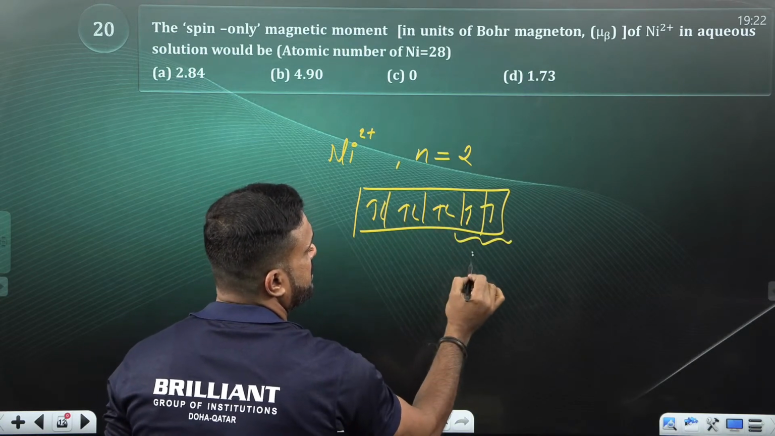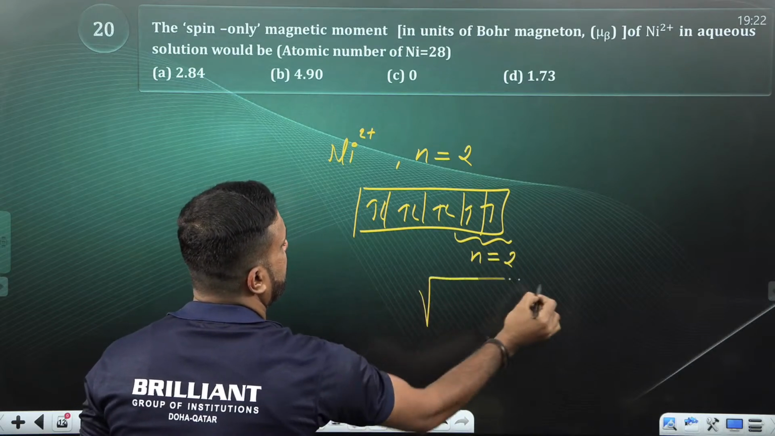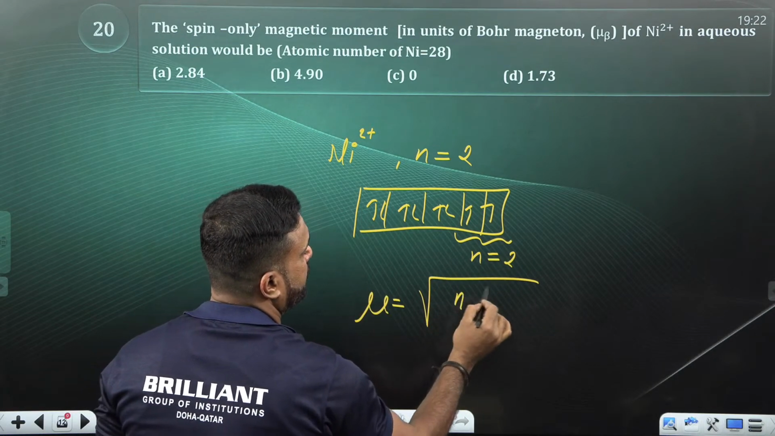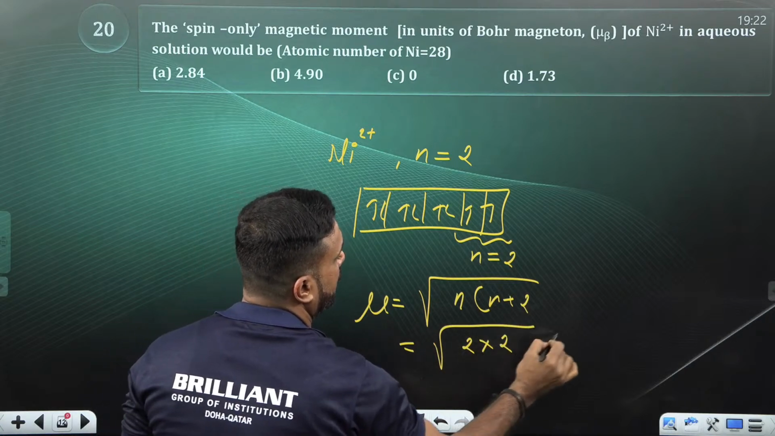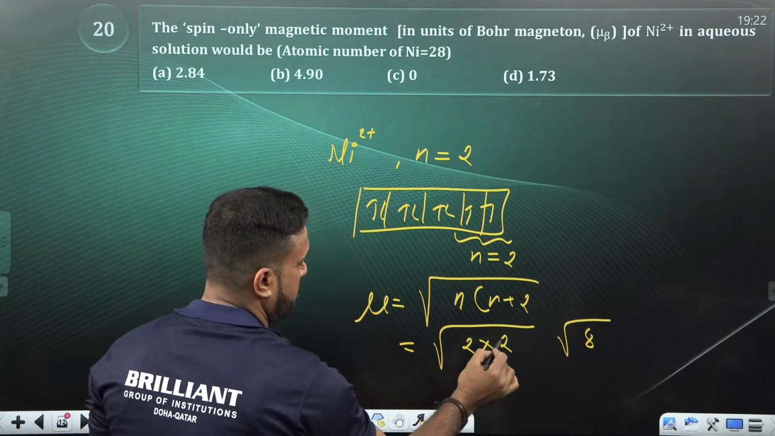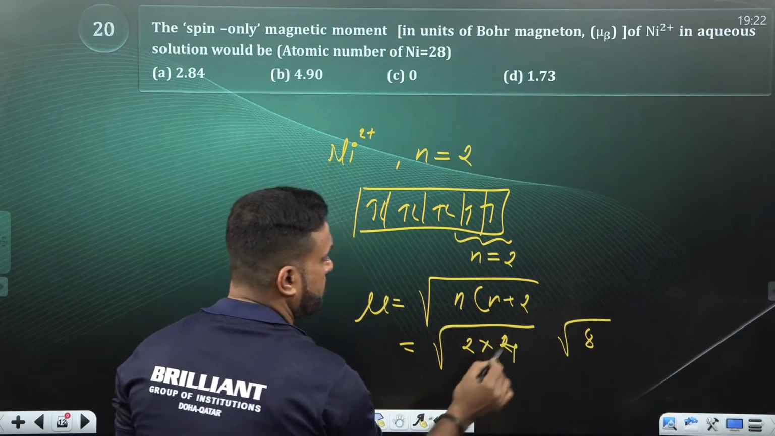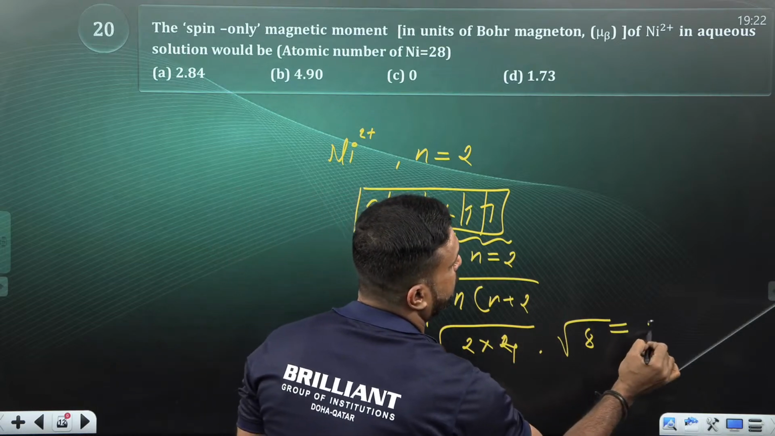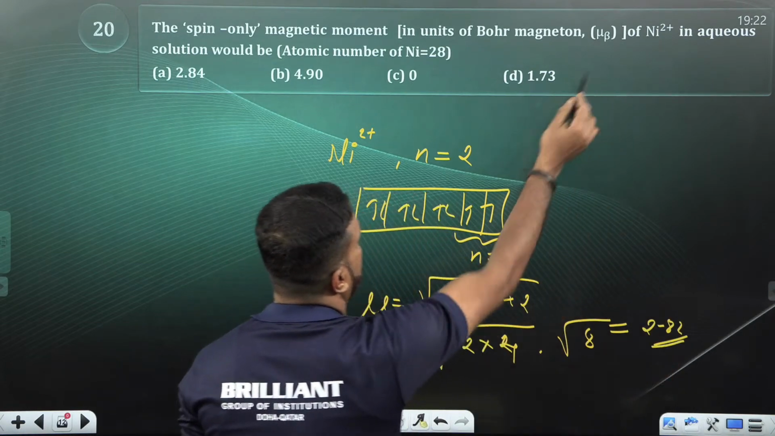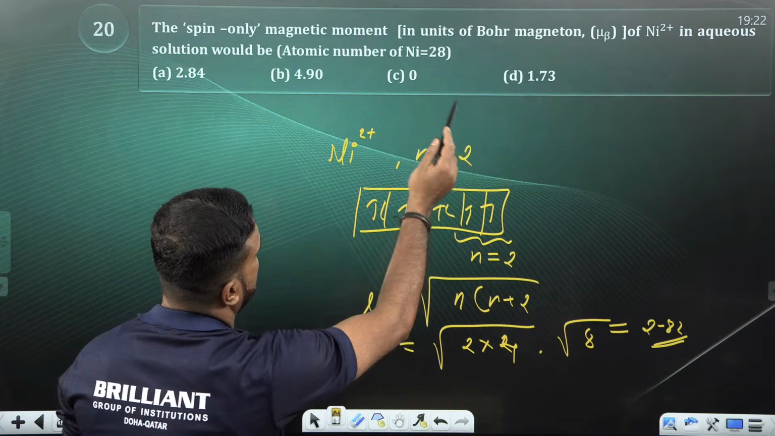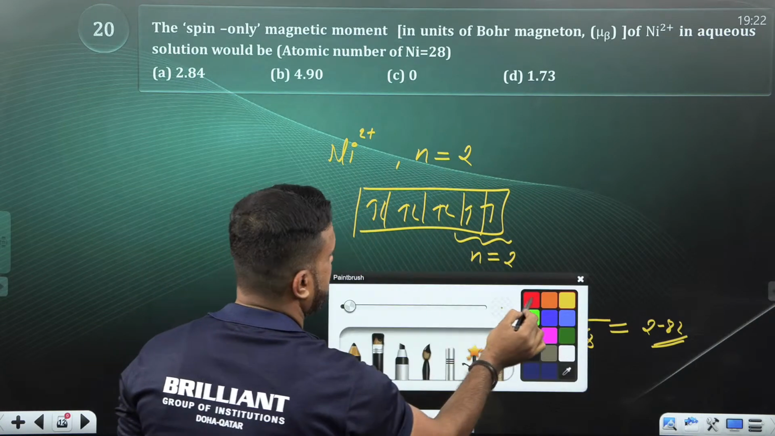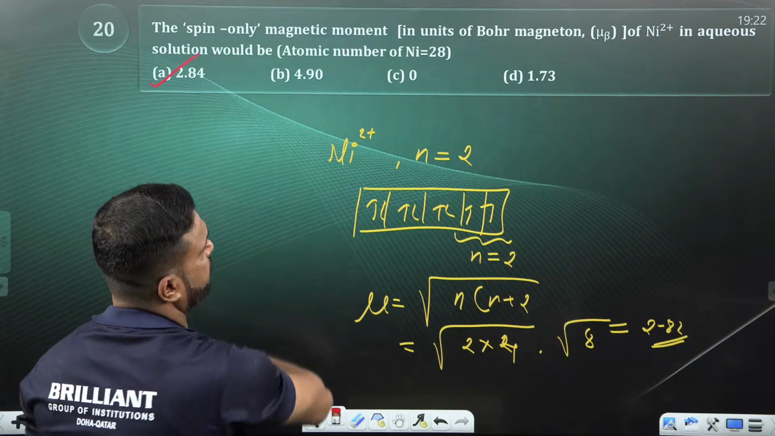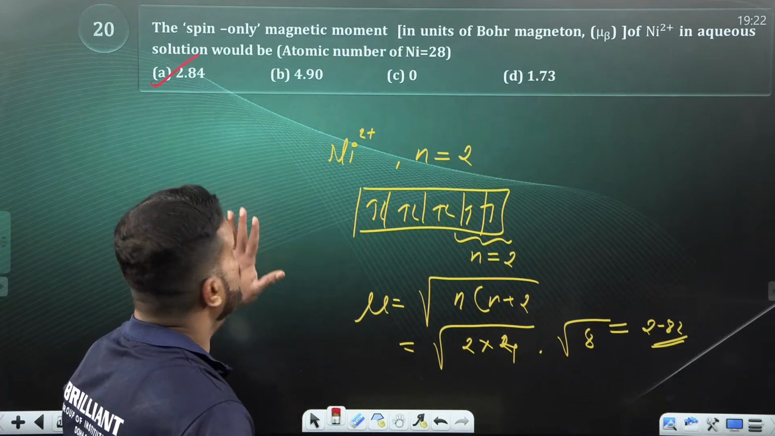Here n is equal to 2, so we have the equation mu is equal to root of n into n plus 2. Substituting, it is root of 2 into 4, which is root 8, equal to 2.82. So the correct answer is this one, Ni2 plus, 2.84.